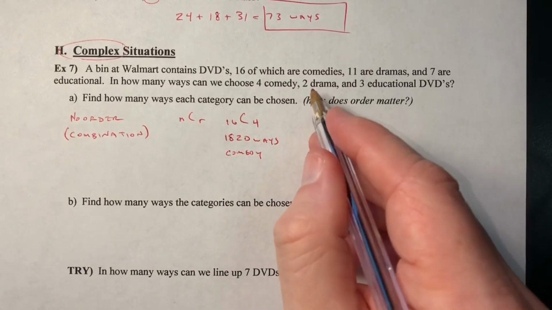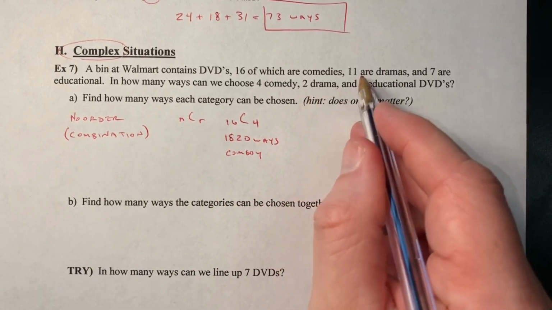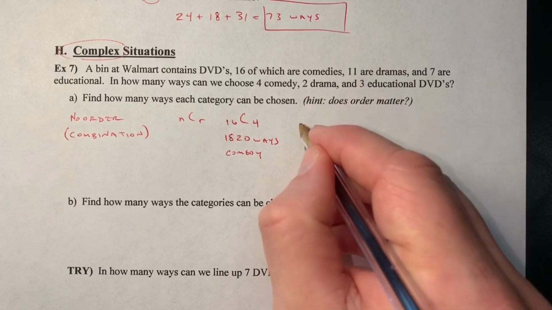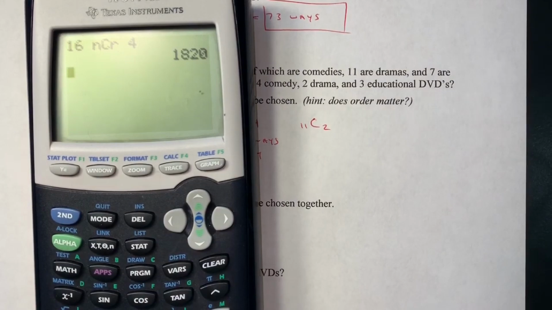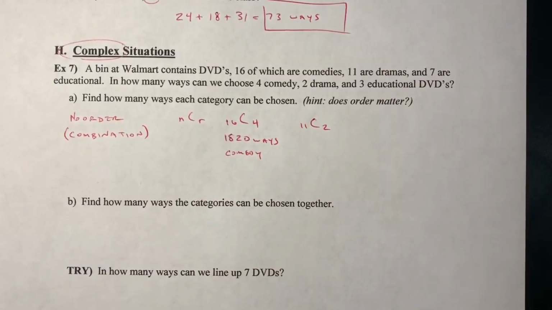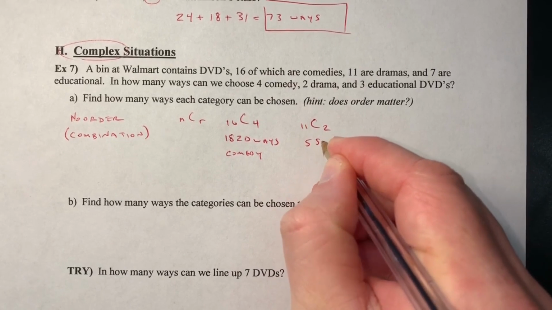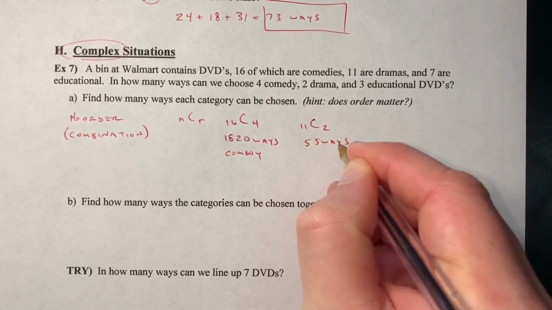Okay, next up is drama. We're going to choose 2 out of 11 dramas, so that's 11C2. So 11, math, probability, option 3, 2. 55 ways to choose our 2 drama.